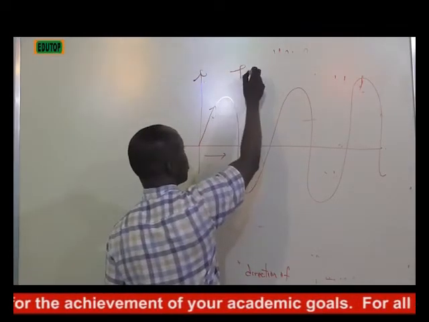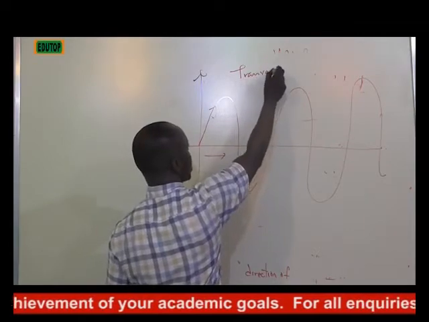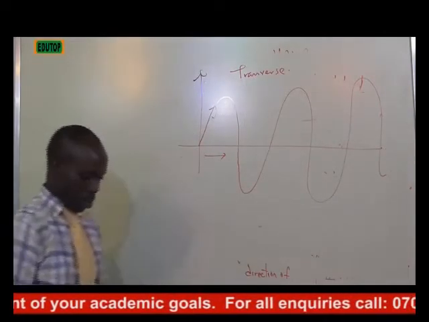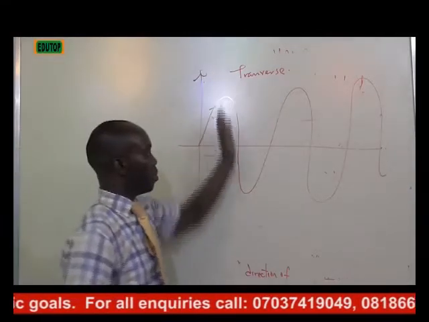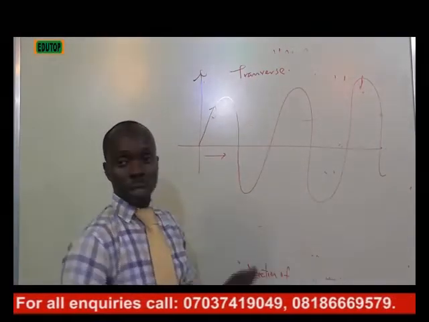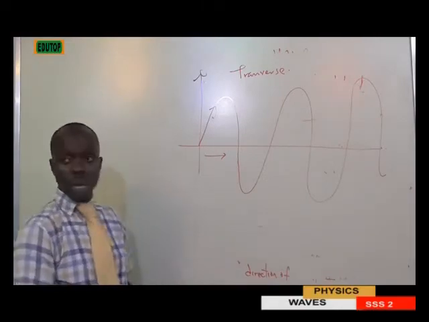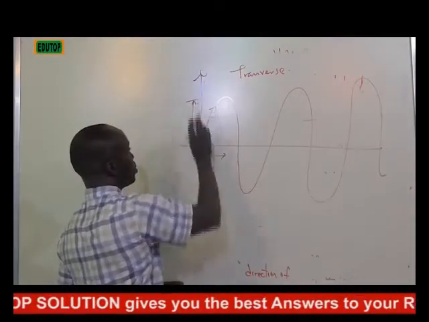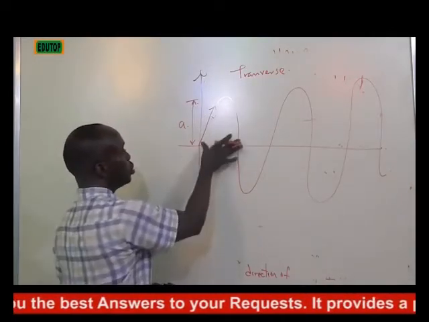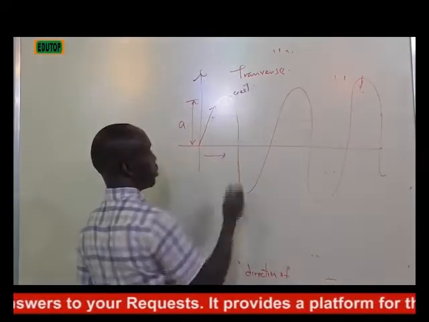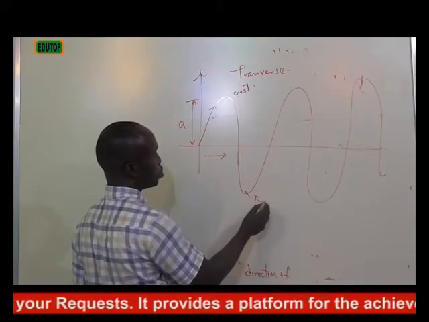So definitely this type of wave is called transverse. Why? Because the direction of movement of the wave and the direction of the vibration are perpendicular to each other. The highest movement, you understand, is what we call your amplitude. This is the region we call the crest, while the lower region is what we call the trough.